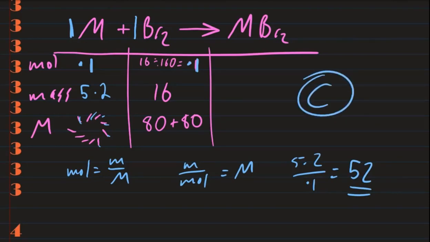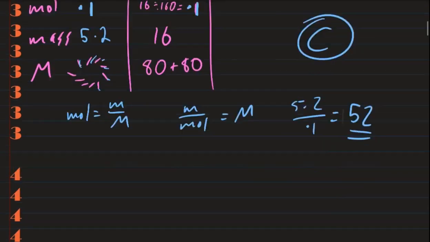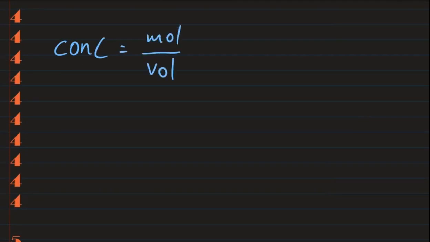Next question. Four, it's just a simple concentration question. So the equation for concentration is moles over volume. So moles is also mass over molar mass, if you recall. Mass over molar mass and volume.